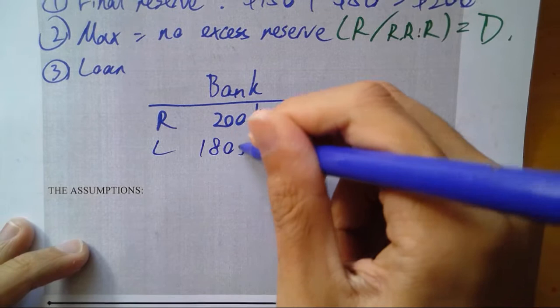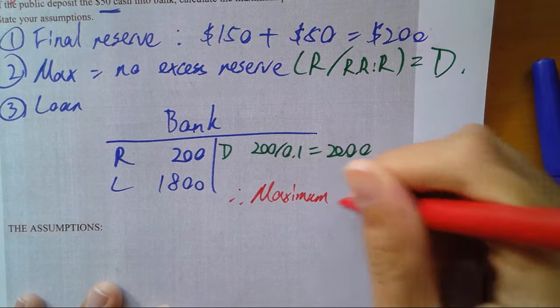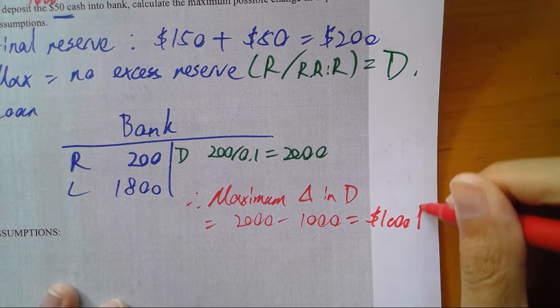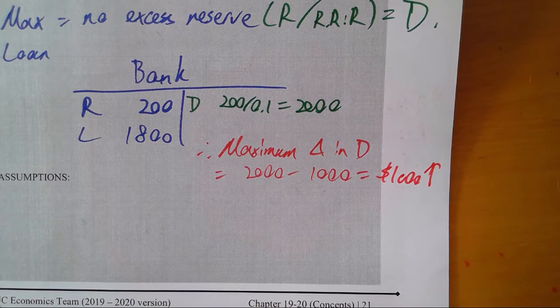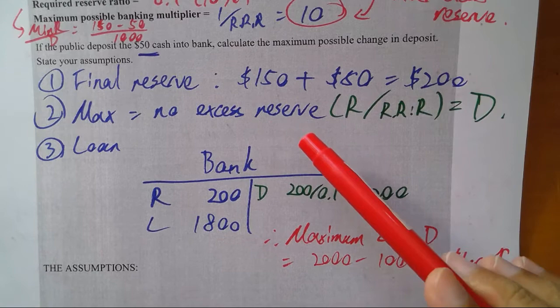Therefore, you see the maximum possible change in deposit would be this 2000 minus 1000, which is a $1,000 increase maximum possible. Okay, now you see in our example, we have never dealt with any excess reserve and that kind of thing. You do not need to deal with those things.